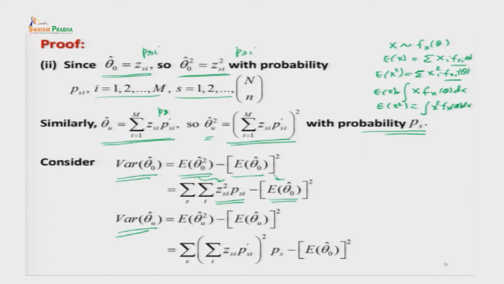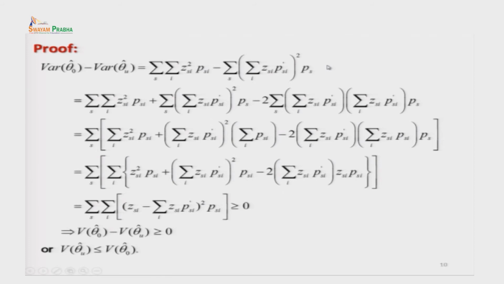And similarly, the variance of theta hat u will become the expected value of theta hat u square, which by definition is the summation over s and summation over i of z si p prime si whole square into its probability p s, minus the expected value of theta hat 0 square. Because I have shown you earlier that the expected value of theta hat 0 and the expected value of theta hat u are the same, so I am replacing it here. Now you simply try to take their differences.